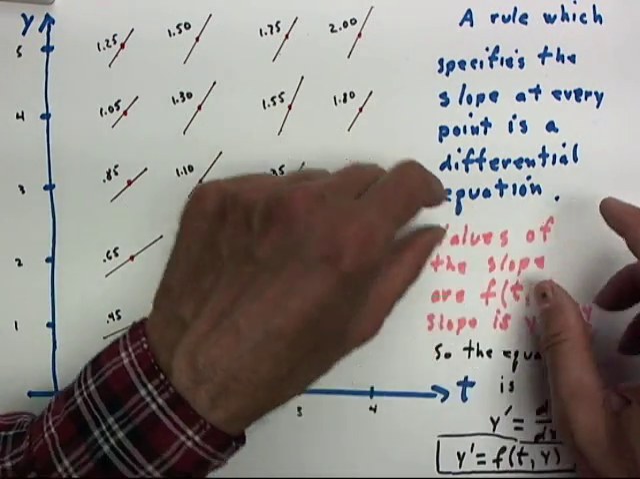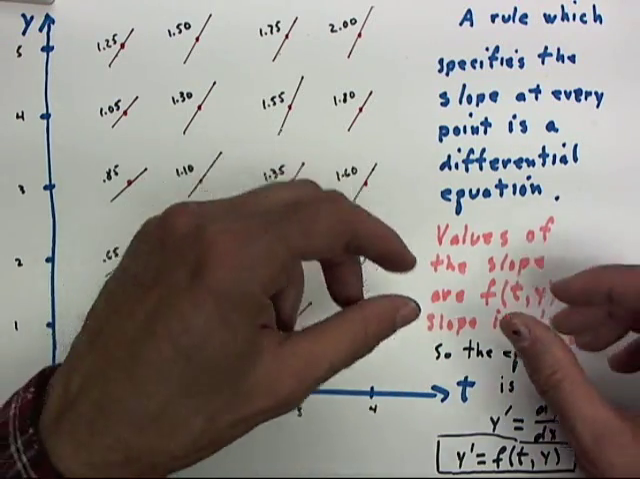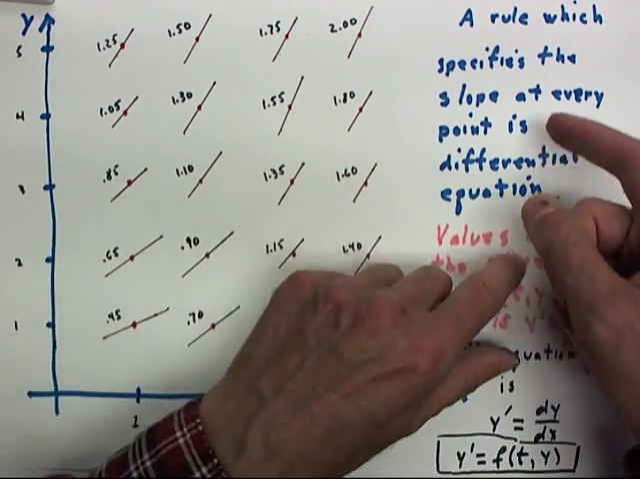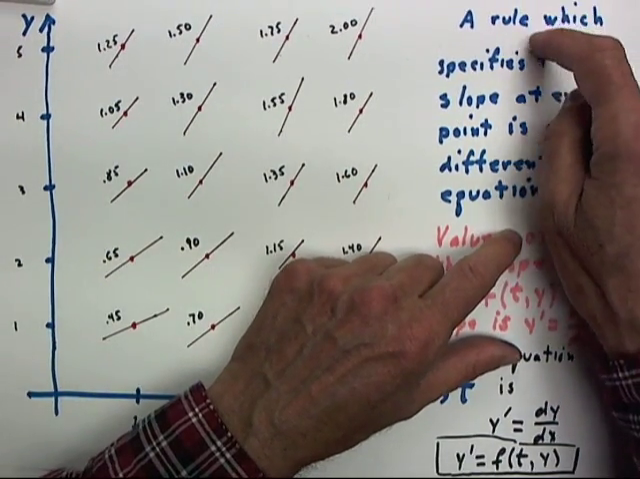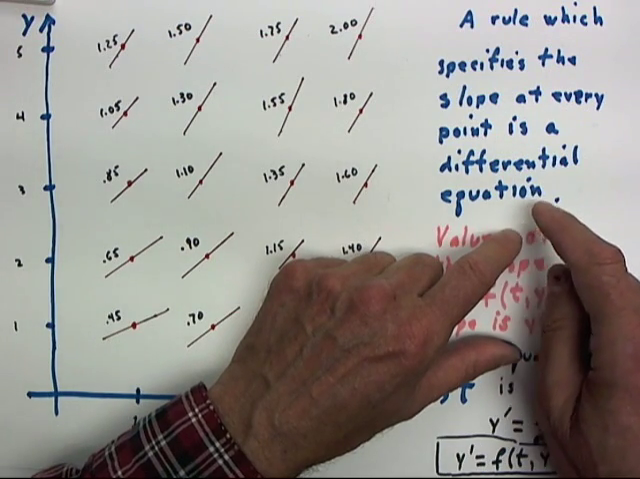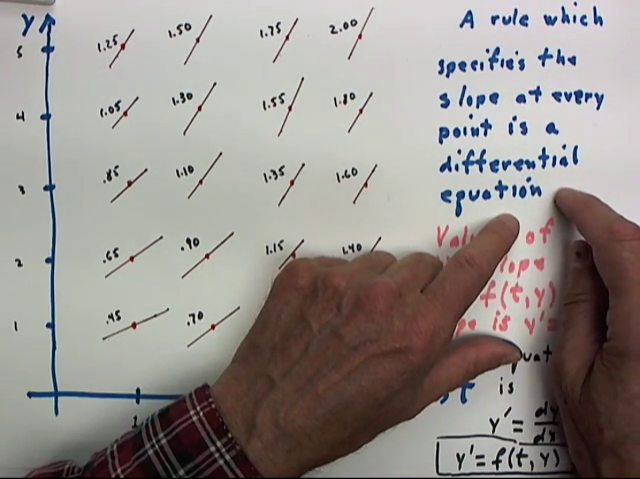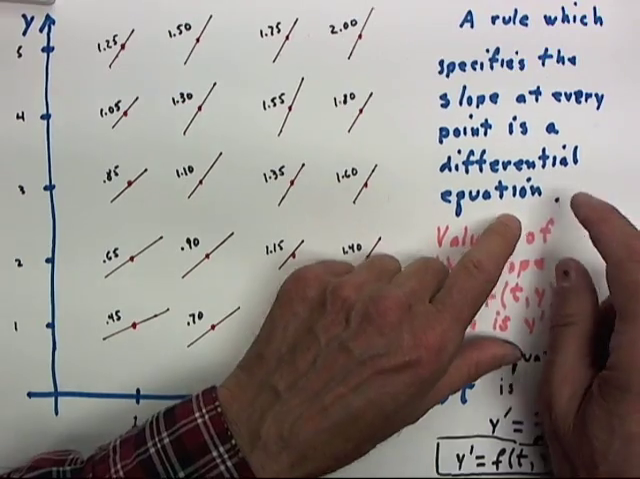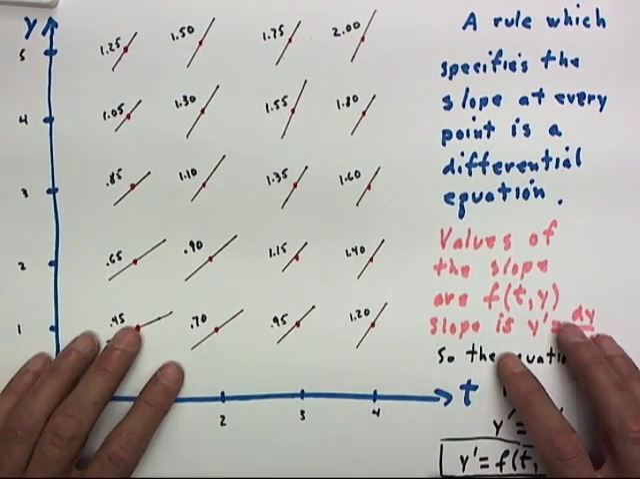Now, this doesn't tell you a general rule for what differential equations are, but tells you that if you do have a rule that specifies the slope at every point, it is a differential equation. And that's our starting point for the course.